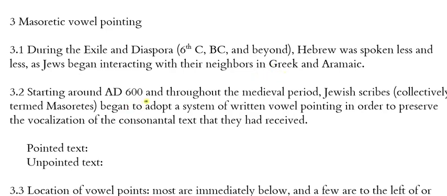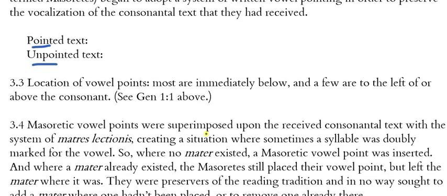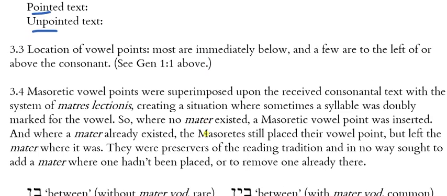Now, starting around AD 600, and then throughout the medieval period, Jewish scribes, collectively known as Masoretes, began to adopt a system of written vowel pointing in order to preserve the vocalization of the consonantal text that they had received. So when you come to a Hebrew text and it has Masoretic vowel pointing in it, then that's referred to as a pointed text. And if you have a Hebrew manuscript that has just the script, the consonantal script, and no vowel pointing, then that is described as an unpointed text, just to make it clear what the terminology is here.